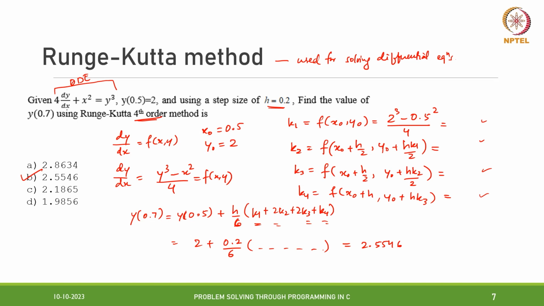So once you have calculated all k1, k2, k3 and k4, you just put the values in this equation here: k1, twice of k2, twice of k3 and k4. Put the values here, replace the value of h. Next you just calculate this, and if you do all this calculation, you will probably get an answer of 2.5546. Okay, is that clear how to do?